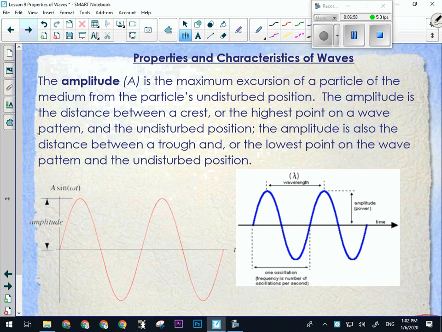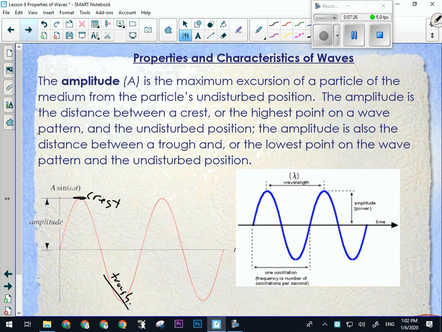So amplitude, like we said, is the maximum excursion of a particle of the medium from the particle's undisturbed position. The amplitude is the distance between a crest, which is the highest point, or a trough, which is the lowest point, and the undisturbed position. So this here, that's a crest. This here is a trough. They're the same distance from equilibrium, just one's positive and one's negative.